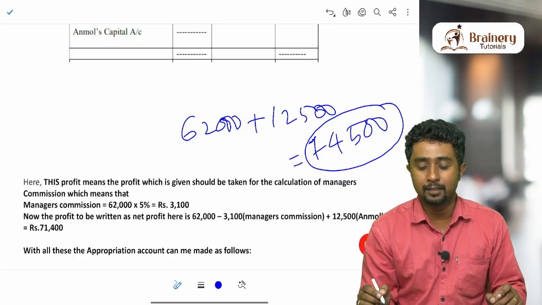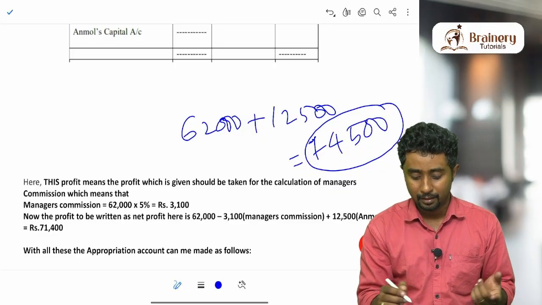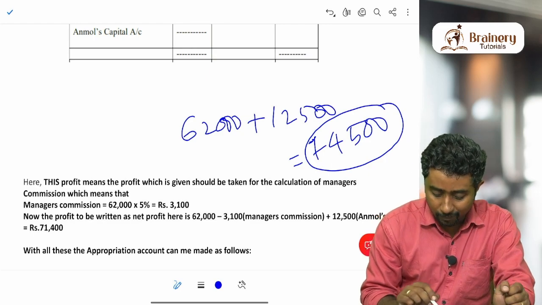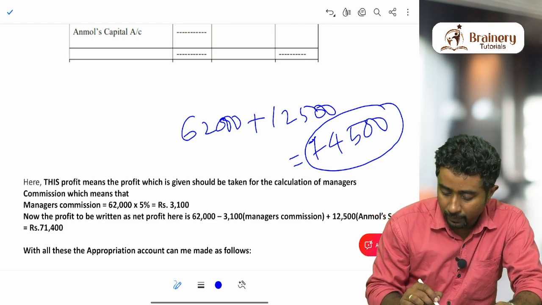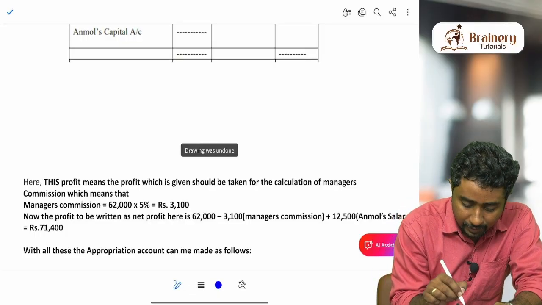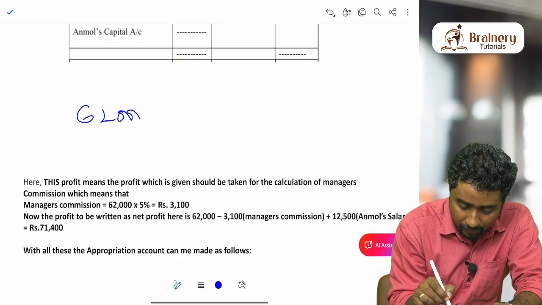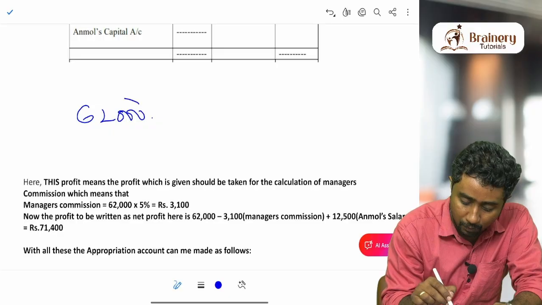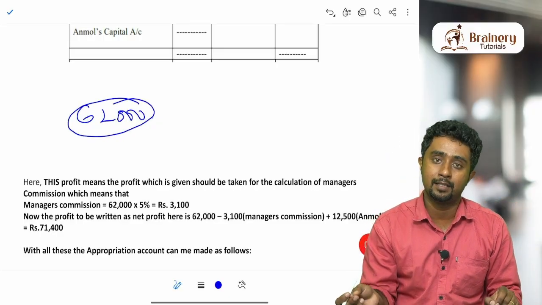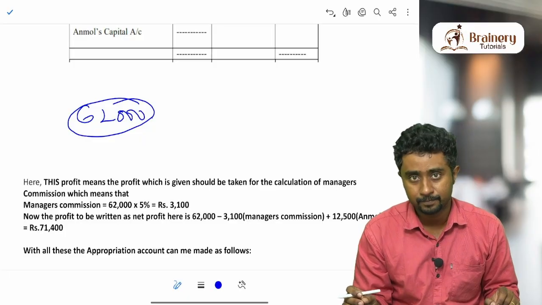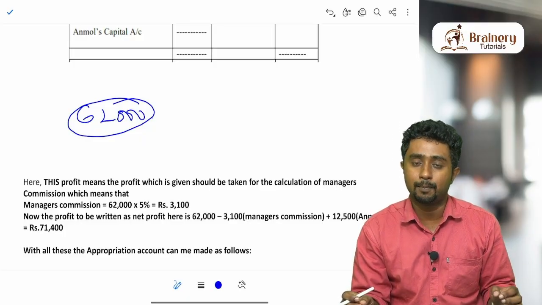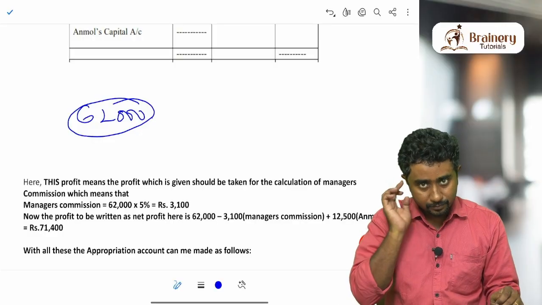I'll repeat, you might be getting confused, right? So I'll make it simple. Now coming to this, let me say once again. Here you can see 62,000 they have given in the question, which is after deducting annual salary only. They didn't say that in that 62,000 manager's commission is deducted. Clear? If they said like that, then reaching net profit would be easier.